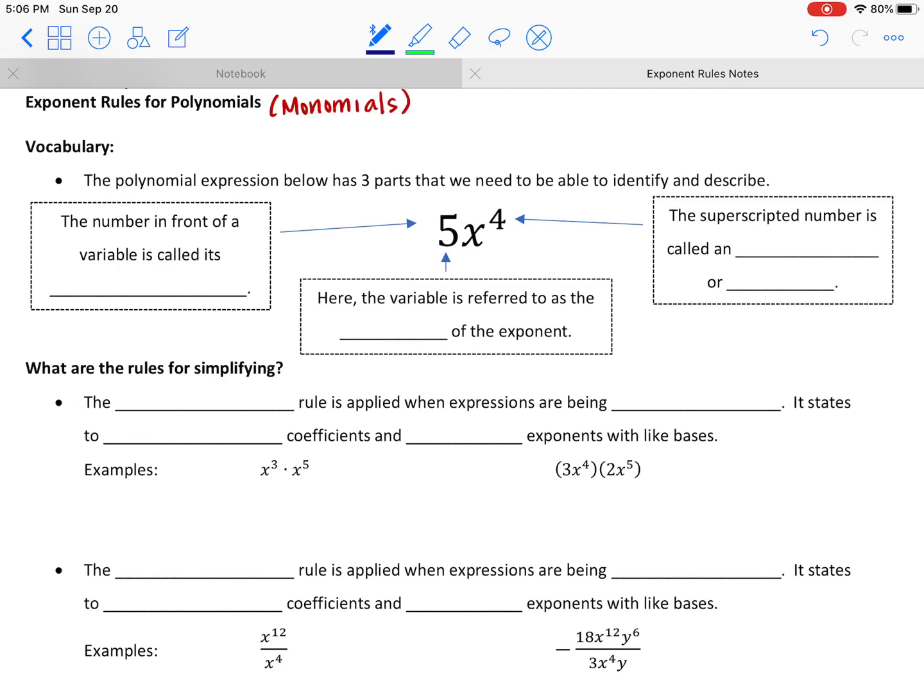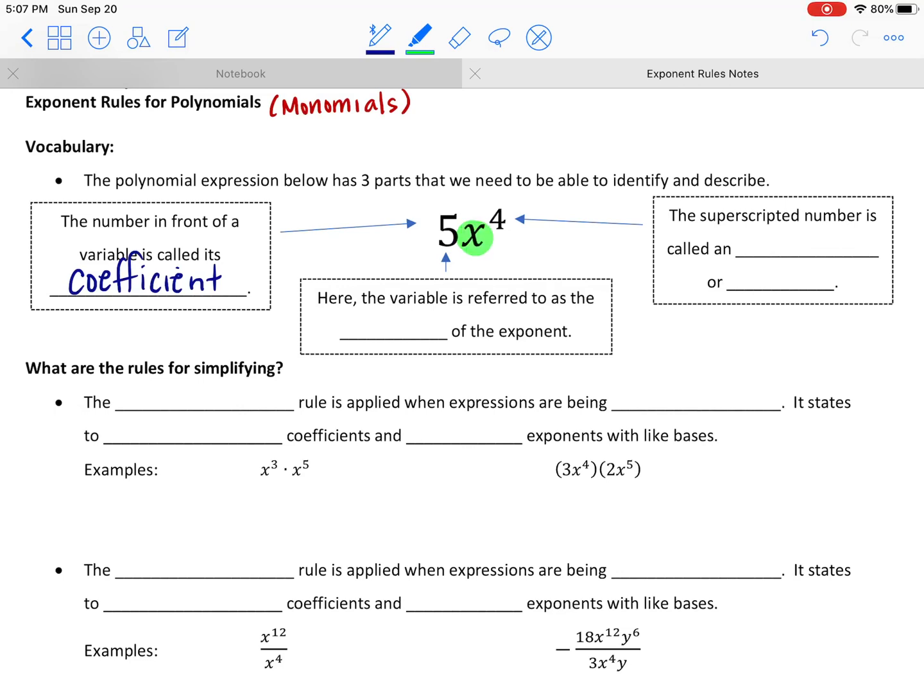When we're looking at a polynomial expression, like the one I have here, this 5x to the fourth, there are three components to that expression that have different titles. So the number that's sitting in front of the variable, the 5, we call that a coefficient. So in this monomial expression, the 5 is the coefficient. That's what we call a number that sits in front of a variable.